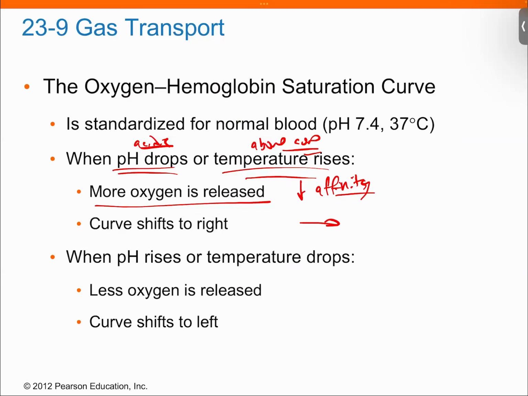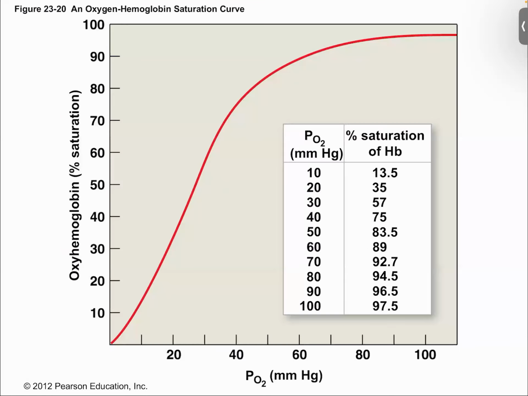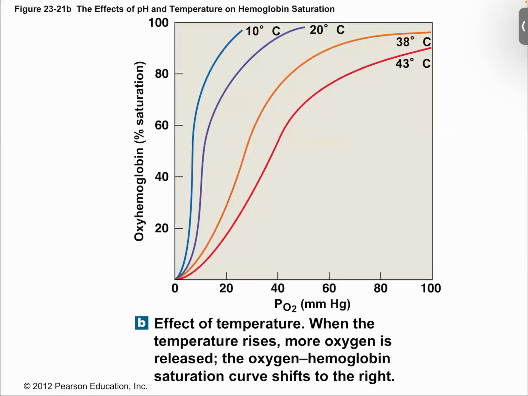Okay. Now, when the temperature rises, it does the same thing. Here's the temperature one. So here's roughly about core right here. Right. So when the temperature rises, it goes up. So you see an increasing temperature. It also decreases your affinity.